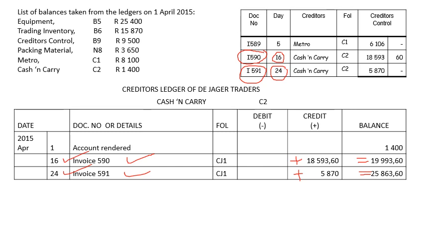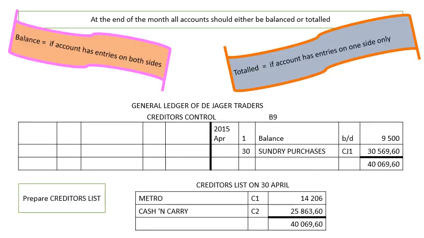So that is posting to the creditors ledger, where remember in the creditors ledger, each individual creditor will have his own account. Right. Now, at the end of the month, you know that all accounts should either be balanced or totaled. That's the accounts in the general ledger. When do you balance an account? If that account has entries on both sides. When do you total an account? If the account has entries on one side only.